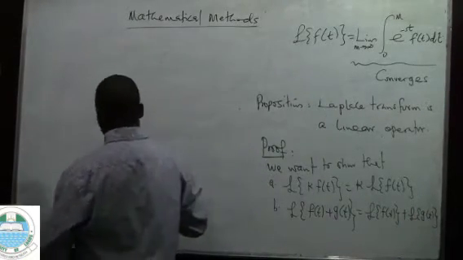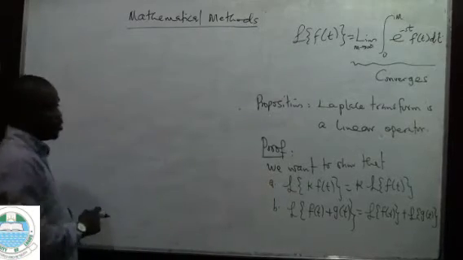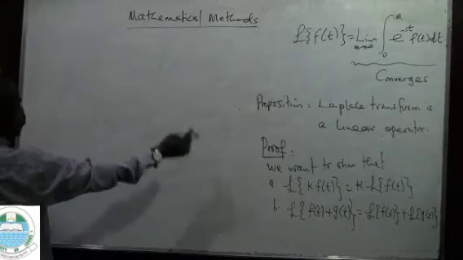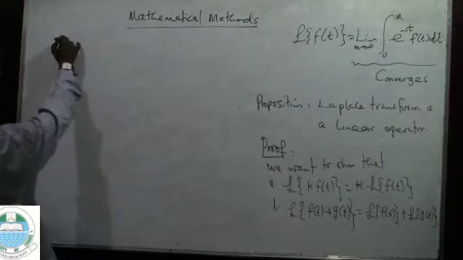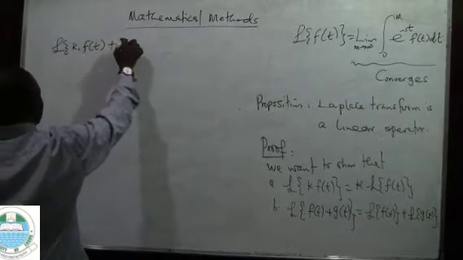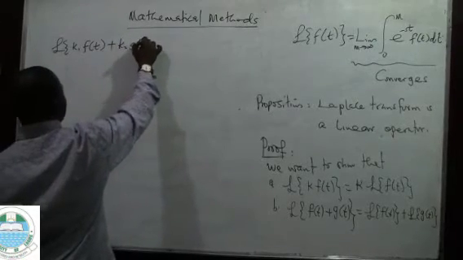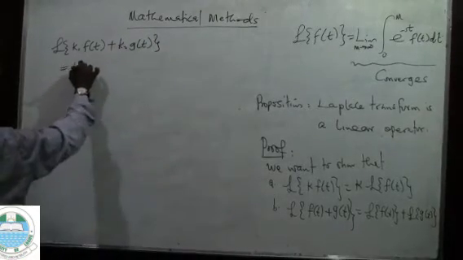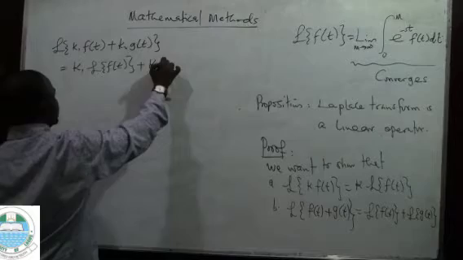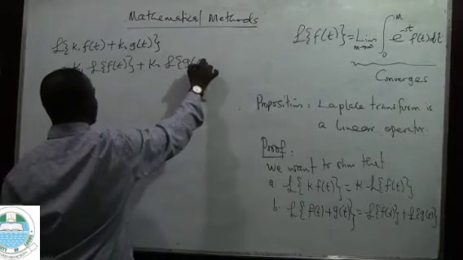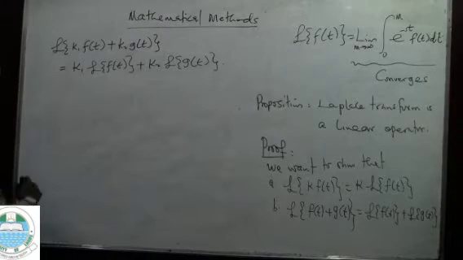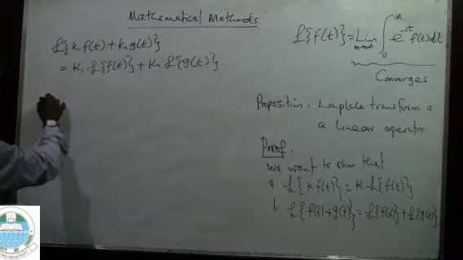It should be noted also that these two properties can be combined together. Instead of separating them, I can as well write them as the Laplace of k1 f of t plus k2 g of t is the same thing as k1 Laplace of f of t plus k2 Laplace of g of t. However, I will only show one of them. Let me pick the first one that we put on the board.